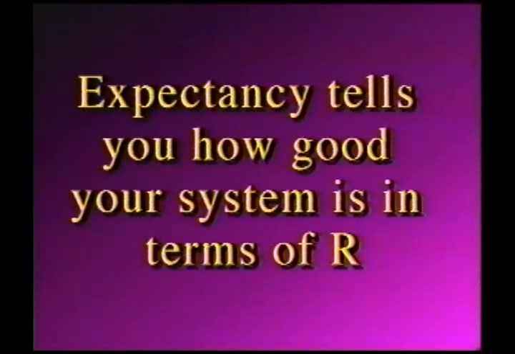That's one of the real keys. You really have to know the distribution of R and their R multiples in order to simulate a system. Knowing the total profit of a system doesn't mean anything, but being able to know that distribution is everything in terms of simulation. Our second key topic is expectancy, where expectancy tells you how good your system is in terms of R.